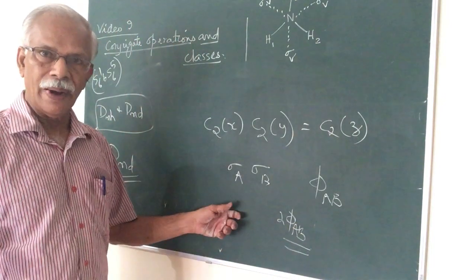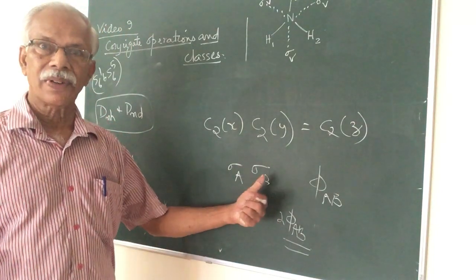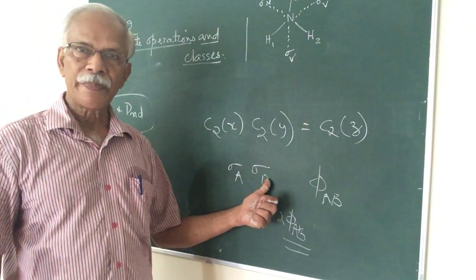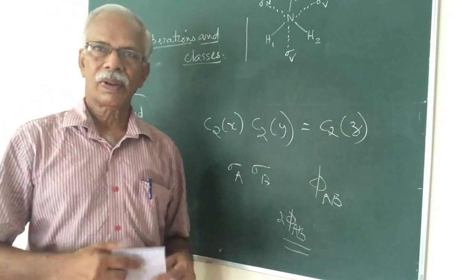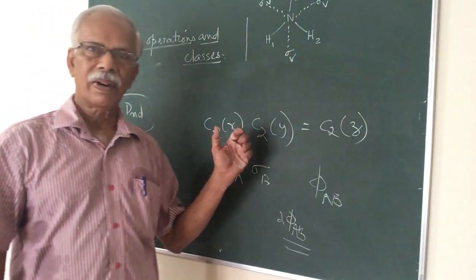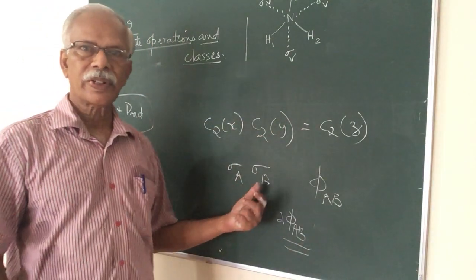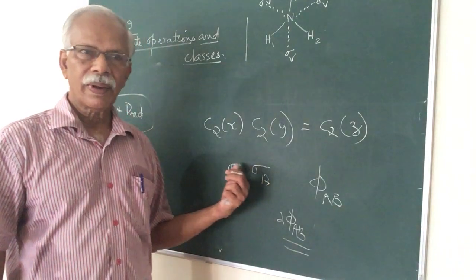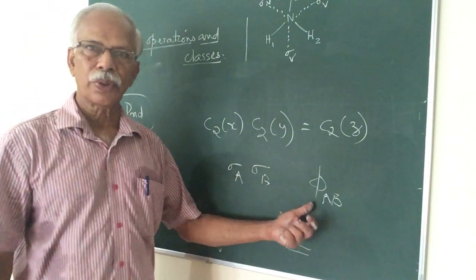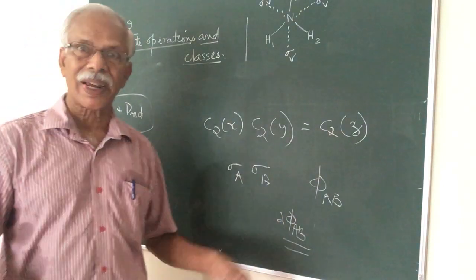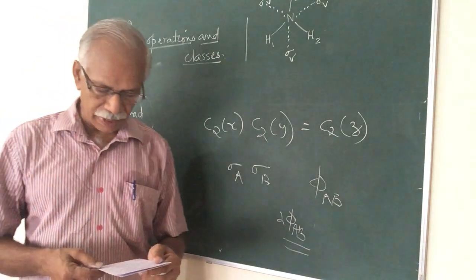For example, in ammonia, sigma V and sigma V dash are two planes making an angle of 60 degrees, and the product of these will be an axis which is coaxial with the line of intersection of these two planes, which has the symmetry by rotation of 2 into 60 or 120 degrees. It is a C3 axis. The C3 axis and the line of intersection of the two planes are the same.